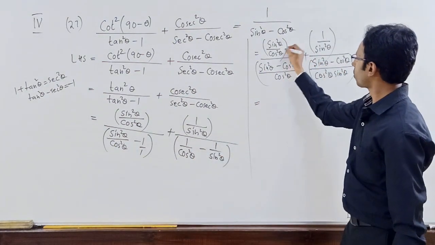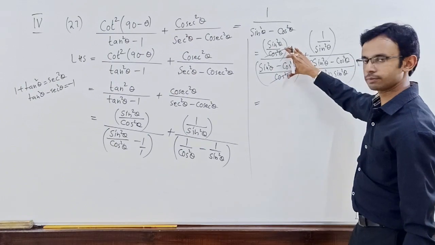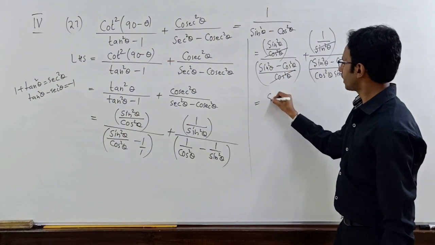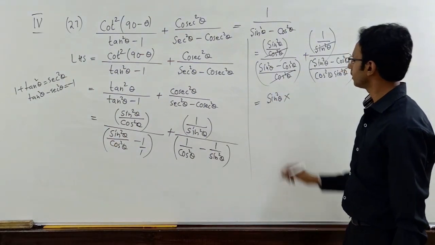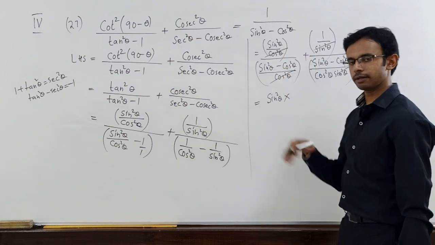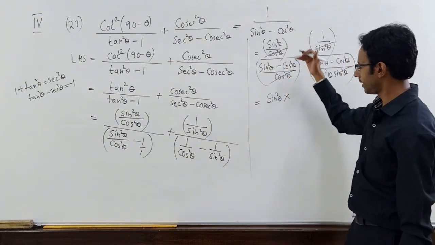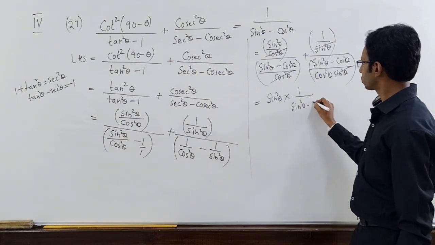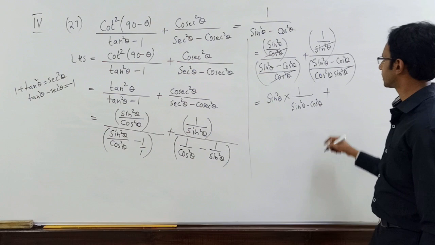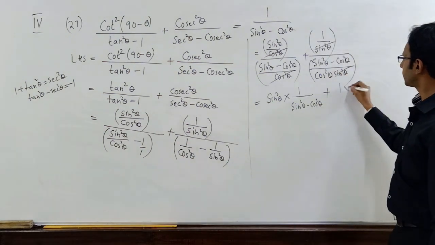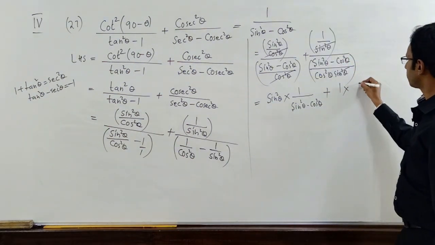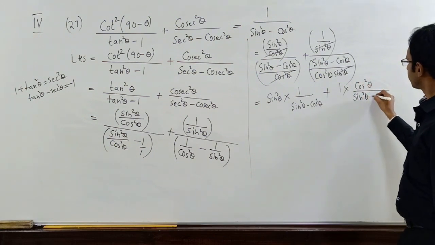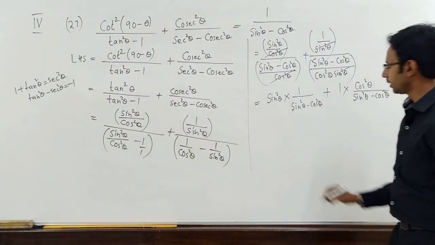So now you all know cos square theta in the denominators will cancel out. Similarly, sine square theta and sine square theta will cancel out. Numerator, we are getting sine square theta, and this, if I take to numerator, it becomes reciprocal. Sine square theta, 1 divided by 1 we can write as 1 divided by sine square theta minus cos square theta, plus similarly here 1 is in the numerator, so this, if I take to numerator, it becomes reciprocal. You get cos square theta divided by sine square theta minus cos square theta.